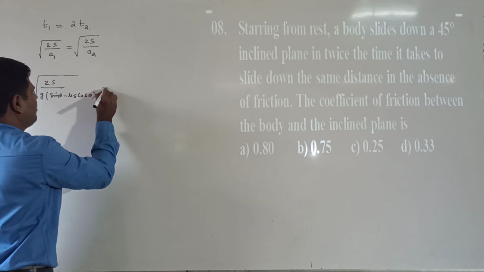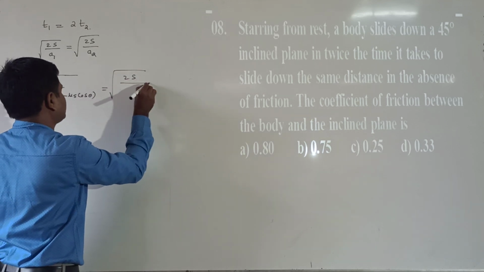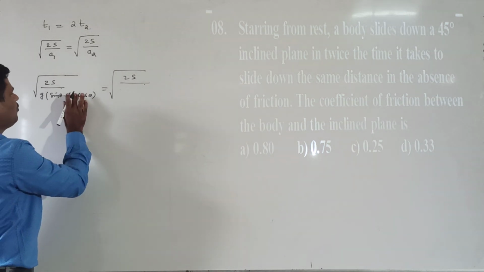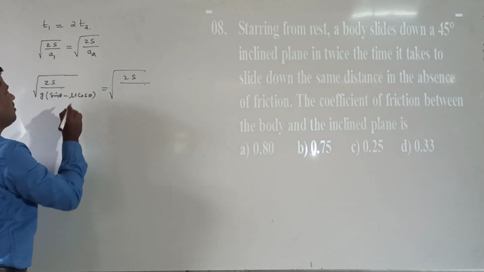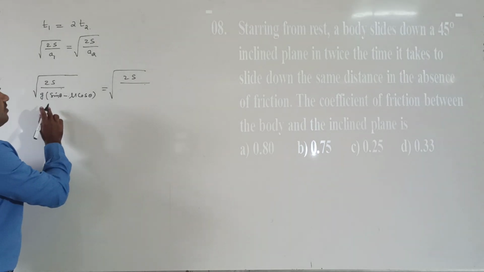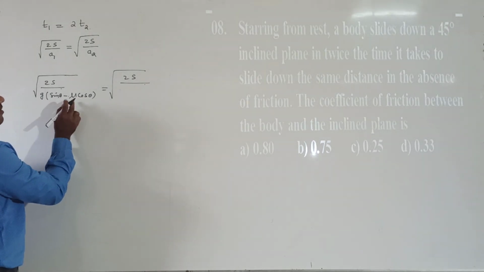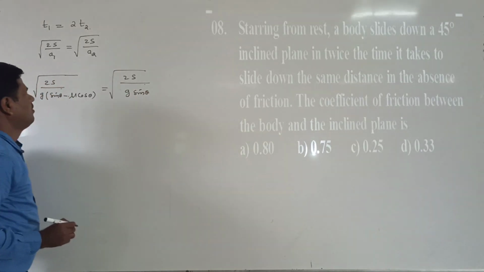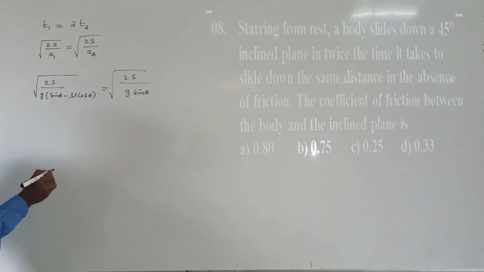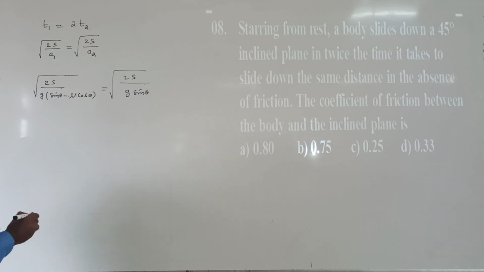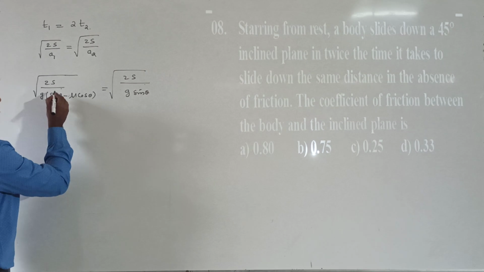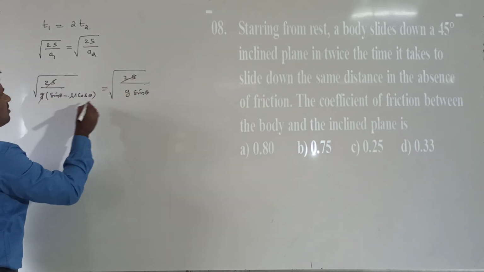We know that already. Now in the square root of 2s by a2, in the absence of friction, the mu value is equal to 0. Mu is the friction coefficient, so mu cos theta value is 0, meaning the remaining is g sin theta. Now the distance is the same, and the angle is also given in the problem. Here squaring on both sides, 2s also cancels, g also cancels.